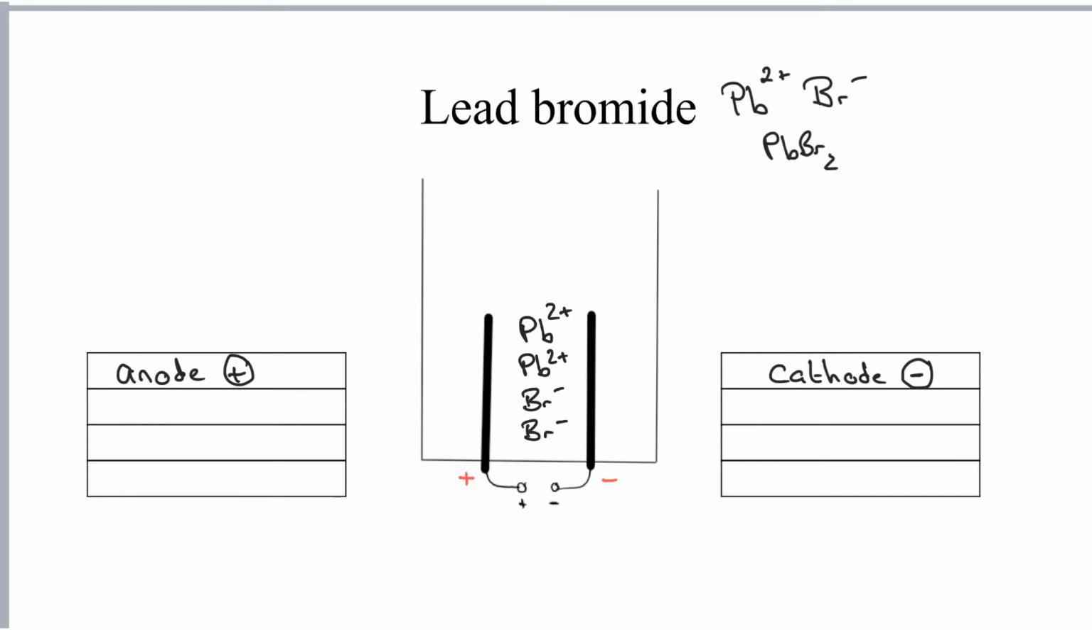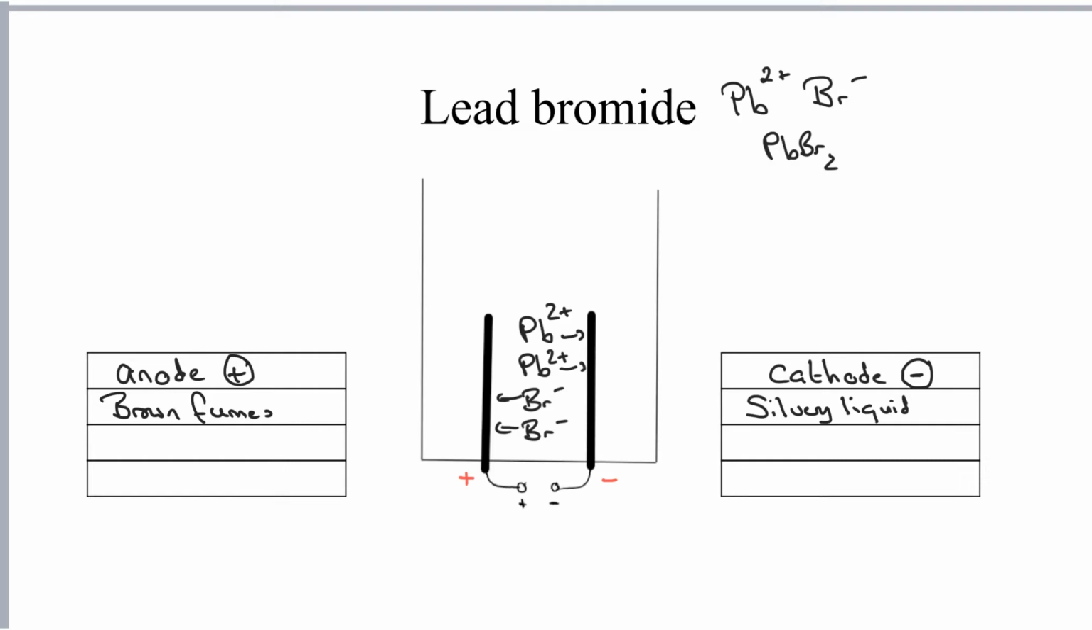Now, opposites attract, so the ions move to the oppositely charged electrode. Therefore, lead ions go to the cathode and bromide ions go to the anode. So at the anode, we see brown fumes of bromine gas. And at the cathode, we will see a silvery liquid, which is molten lead.